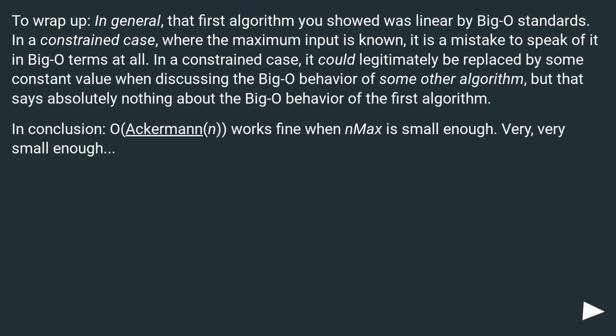To wrap up, in general, that first algorithm you showed was linear by big O standards. In a constrained case, where the maximum input is known, it is a mistake to speak of it in big O terms at all. In a constrained case, it could legitimately be replaced by some constant value when discussing the big O behavior of some other algorithm, but that says absolutely nothing about the big O behavior of the first algorithm. In conclusion, O(Ackermann(n)) works fine when max is small enough. Very, very small enough.